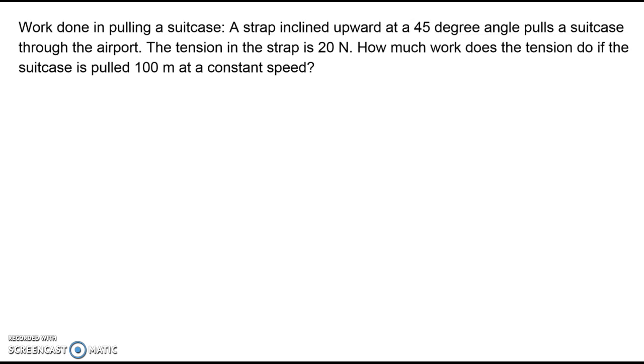Alright, so work done pulling a suitcase. We have a strap inclined at 45 degrees. As going through an airport, the tension in the strap is 20 newtons. How much work does the tension do if the suitcase is pulled 100 meters at a constant speed?